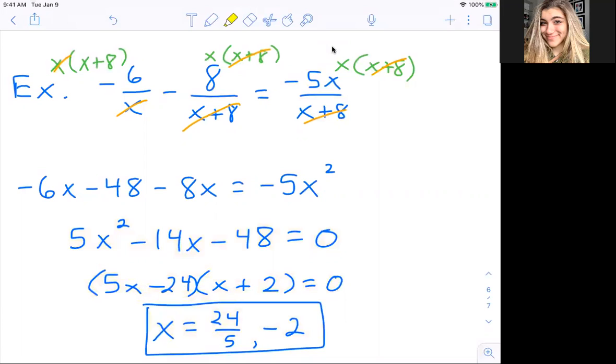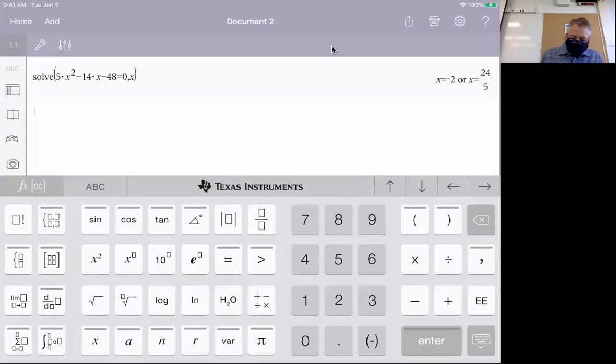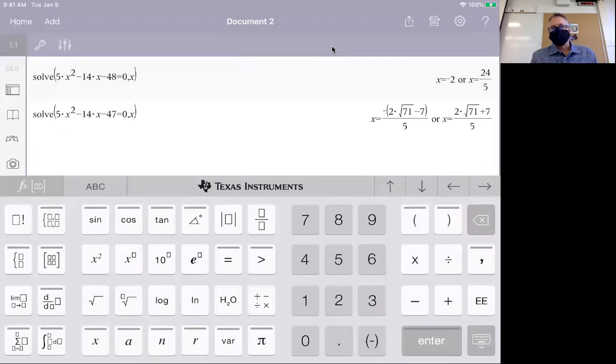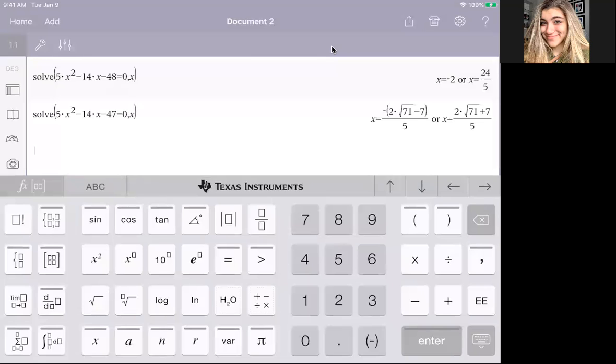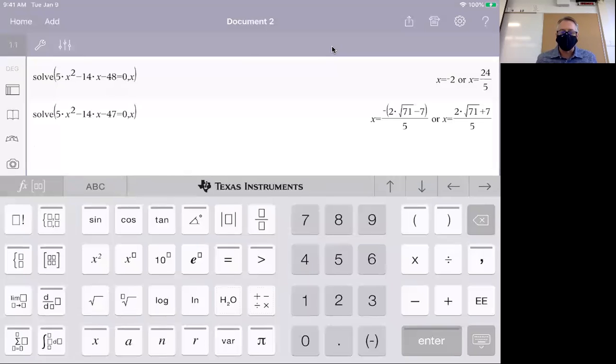Mr. O'Connor, what if it doesn't work? Like, let's say that 48 was a 47. What would it look like? It would look ugly. So if I wanted to solve 5x squared minus 14x minus 47 equals 0, and I wanted to solve that for x, look at those ugly answers. That's what you would get if you use the quadratic formula, and it would not factor. Okay, cool. Because I'm guessing you're looking for it not to be those answers at all. Correct. Yeah, it's a great question. You're exactly right.